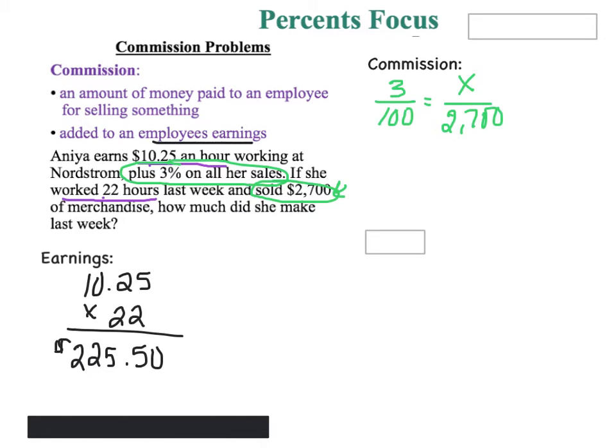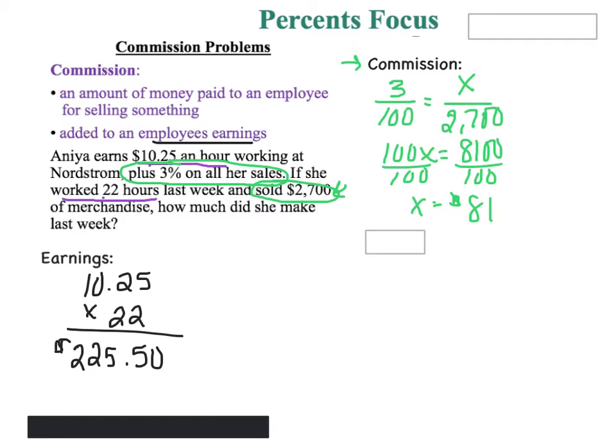So here I'm going to cross multiply. I get 100x equals 8,100. Divide both sides by 100, and we get x equals $81. So going back, this $81 is how much she earns in commission.